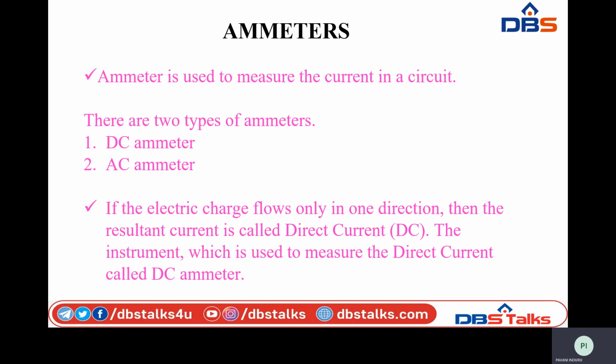What is the difference between DC and AC currents? Let us see the variation clearly. DC is direct current. If the electric charge flows only in one direction, not in different directions with respect to time, then the resultant current is direct current. The instrument which is used to measure the direct current is the DC ammeter. Another way to think is that direct current has a fixed value, but alternating current has different values at different times.